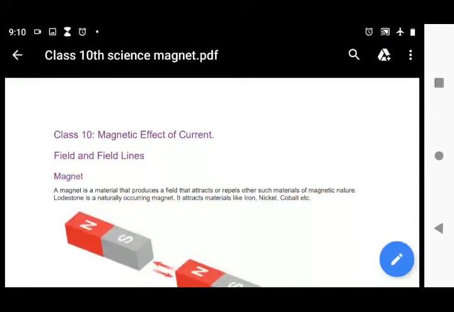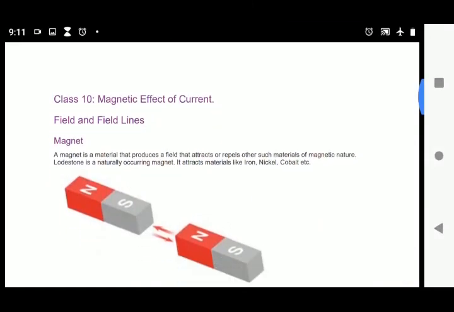Let us see the next chapter. That is magnetic effect of current. You have seen that there are three effects of current. That is heating effect, magnetic effect, and chemical effect. In the previous chapter, you have already learned about the heating effect of electric current.